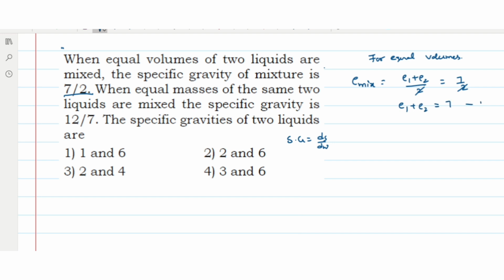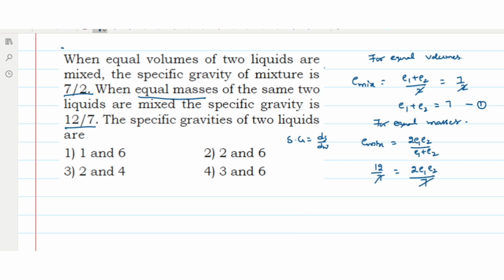Let us take this as the first equation. Whereas in the second case, for equal masses when you are mixing, the density of the mixture formula will be 2 rho 1 rho 2 by rho 1 plus rho 2. When mixing equal masses, the specific gravity of the mixture is given as 12 by 7. So the specific gravity of the mixture, 12 by 7, is equivalent to 2 rho 1 rho 2 by rho 1 plus rho 2, and it is 7.